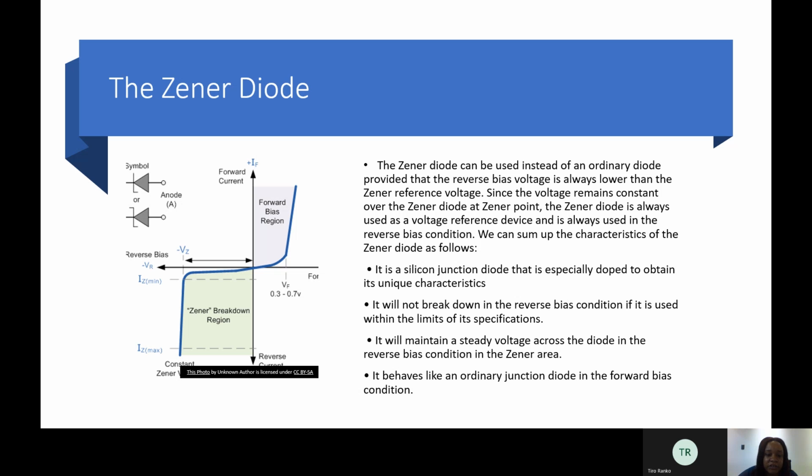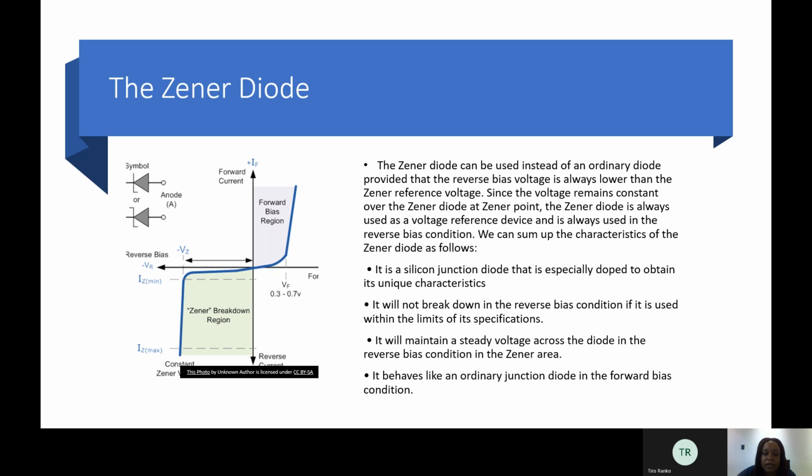Then we have a characteristic curve, which is very important. You should know how to draw the characteristic curve for the Zener diode. Forward bias is the same as that of an ideal diode, but in reverse bias we have the Zener breakdown voltage representing the knee, where the characteristic curve changes direction and starts to conduct in reverse bias. Then we have IZ maximum, the maximum Zener current, and IZ minimum, the minimum current through the Zener diode.